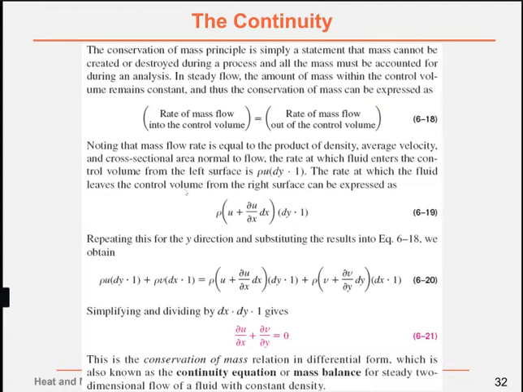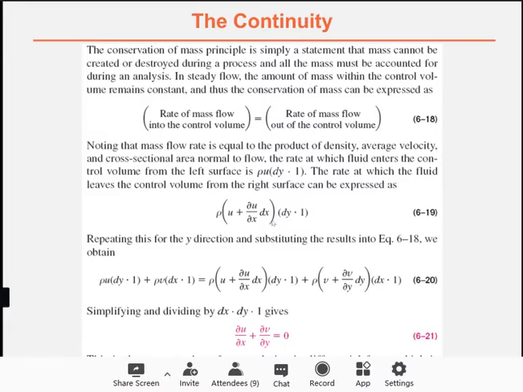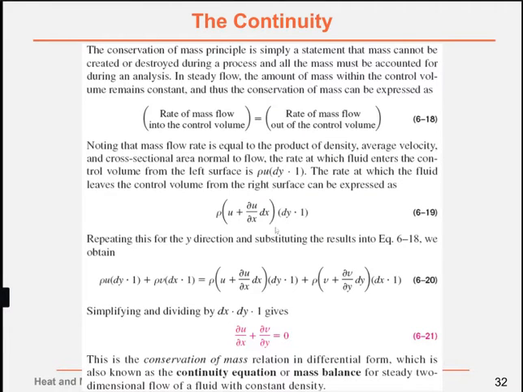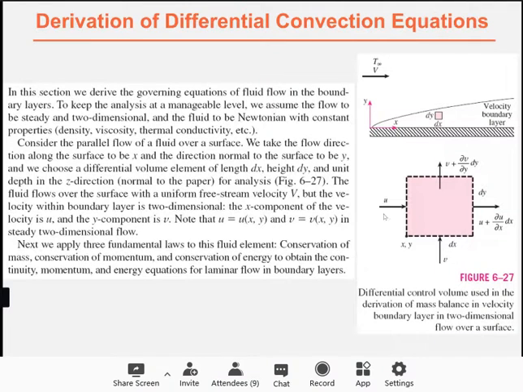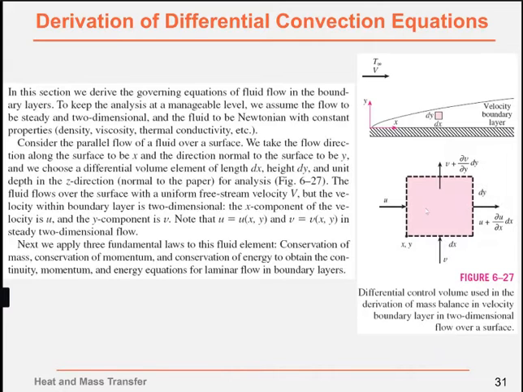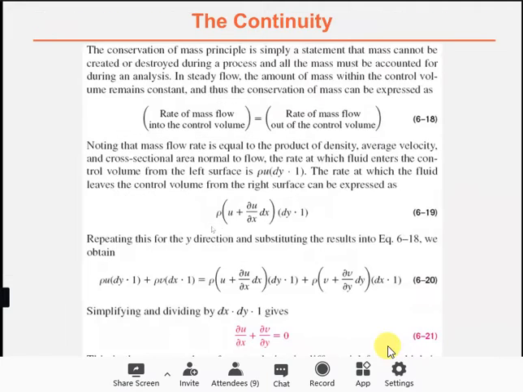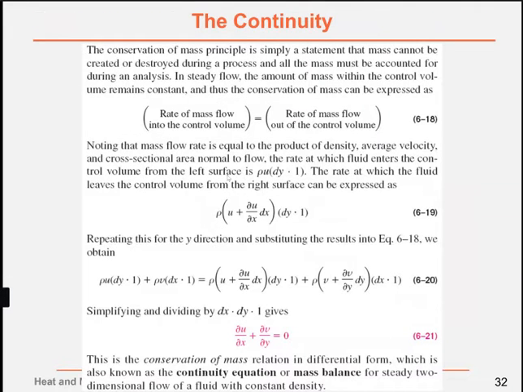This is the rate at which the fluid leaves the control volume from the right surface, this part. And this is the flow into the control volume from the left surface, which is rho u dy multiplied by 1. And this is the control volume. The fluid leaves the control volume from the right surface. Then we list the flow into and the flow out of that. And we repeat this for the y direction.